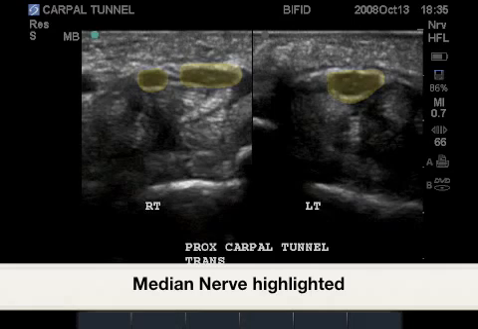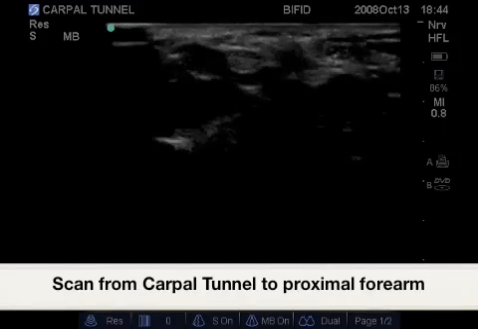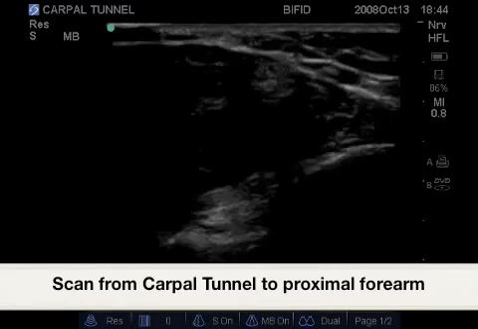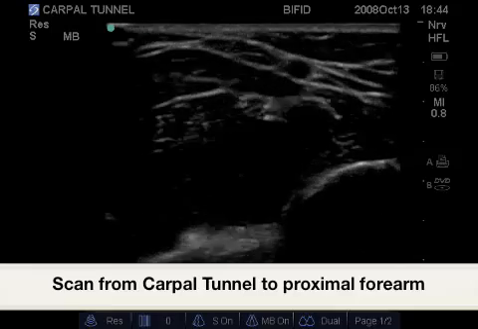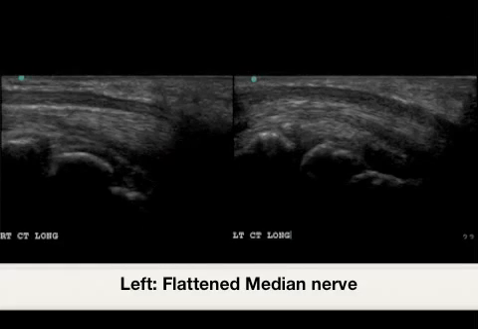When scanning from the carpal tunnel proximally, it is easy to identify where the bifurcation takes place in the forearm, showing that this becomes one nerve. The image on the left shows a characteristic flattening of the median nerve.